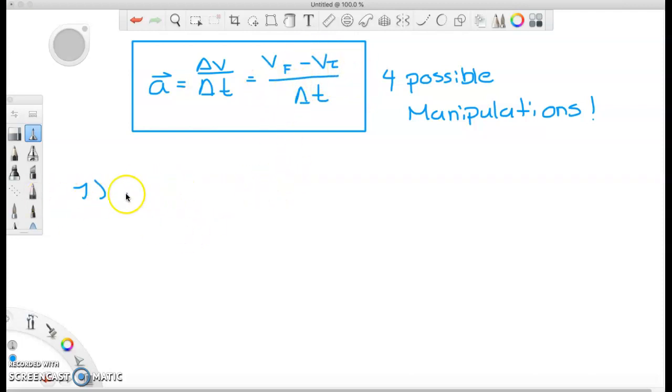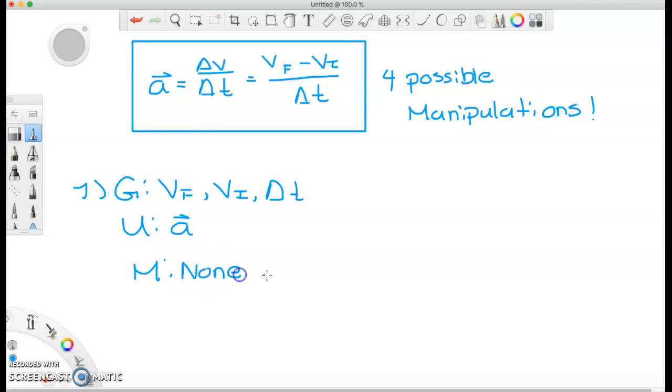Okay, so once again, these would be your givens: v final, v initial, and delta t, the change in time. Your unknown, in this case, would be a. Manipulations here would be none, because we already have an equation for acceleration: a is equal to v final minus v initial divided by change in time, delta t.